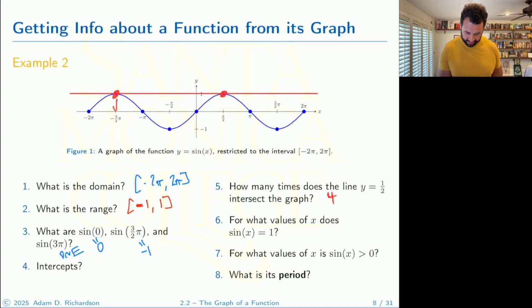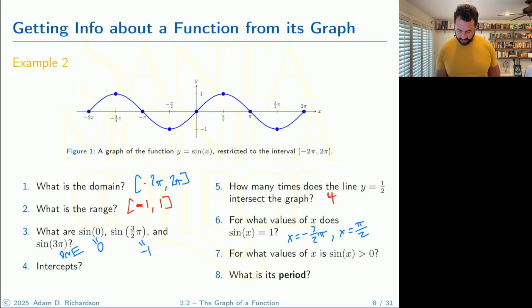So if we trace this down to the x values, we can see that there are two x values that give us an output of 1. One of them is x equals negative 3 pi over 2, and x equals pi over 2. All right, so those are the two inputs that give us an output of 1. Now let's look at the next question.